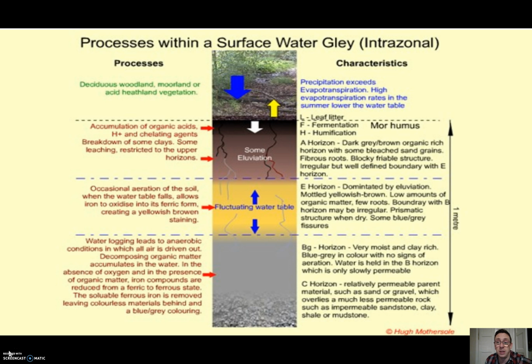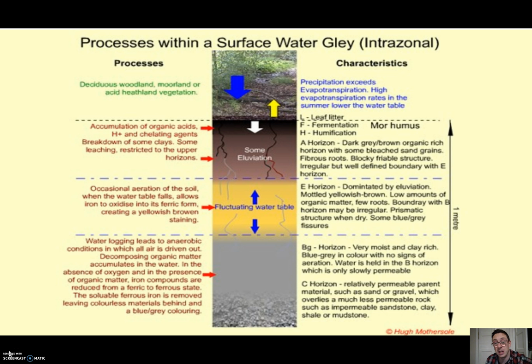As we move into the B horizon, it's going to get more or less constantly waterlogged, and that results in anaerobic conditions. Now, that means that decomposing organic matter accumulates in this area, and it doesn't necessarily decompose particularly quickly, and we start to see reduction occurring as opposed to oxidization. So this is where the iron is going to move from its ferric to its ferrous state.